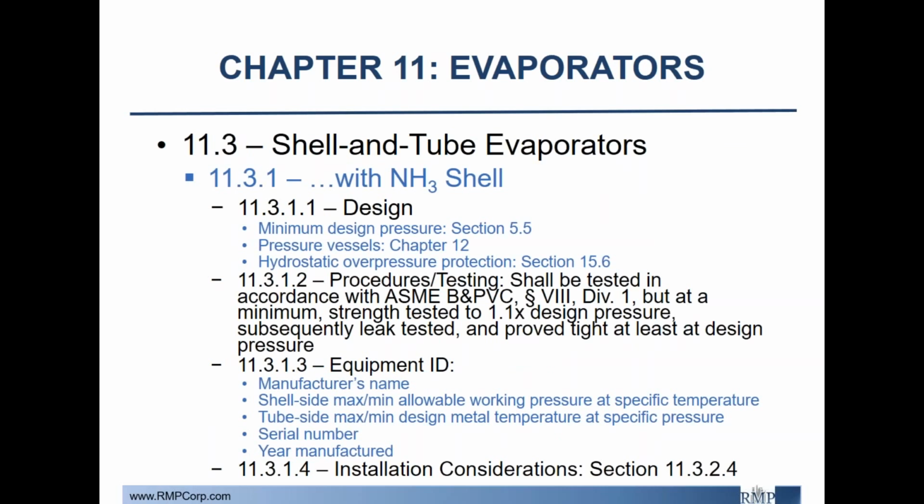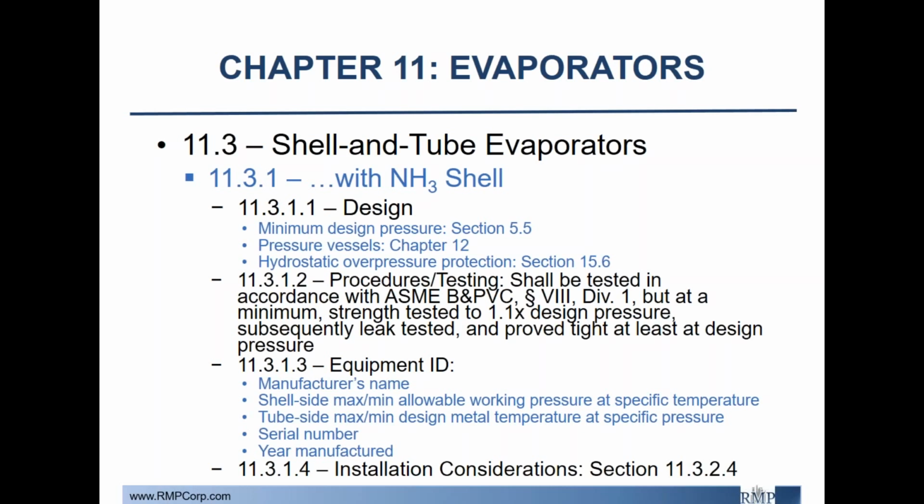Then the next section talks about shell and tube evaporators, and there are two kinds. There's a shell and tube evaporator with ammonia in the shell and with ammonia in the tubes, and it does have codes and recommendations for both. They're very similar, so we'll kind of cruise through the first one and touch on the second one.